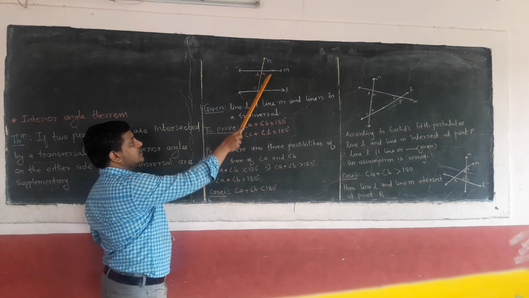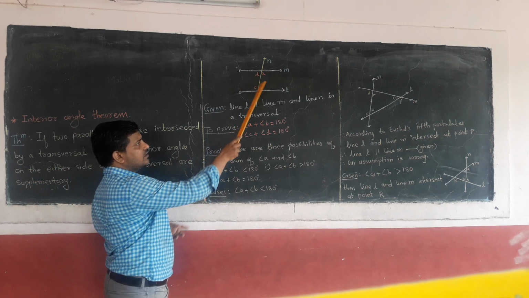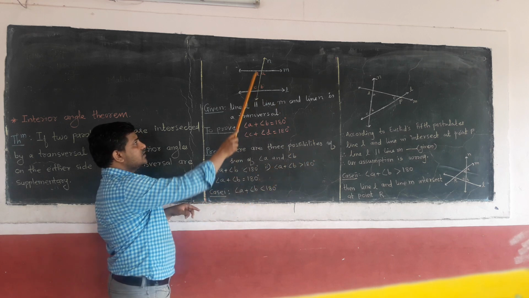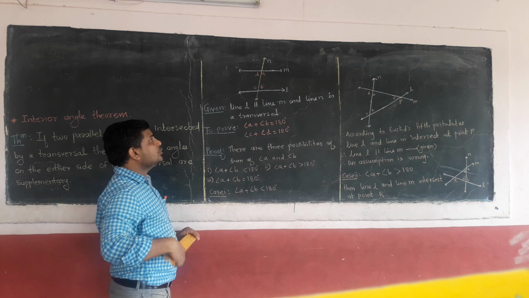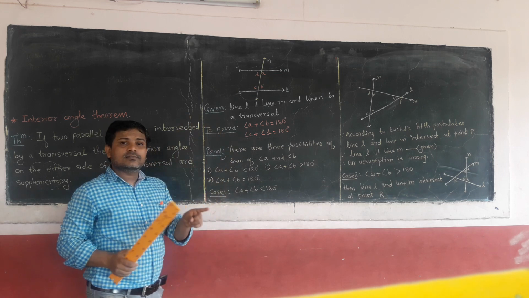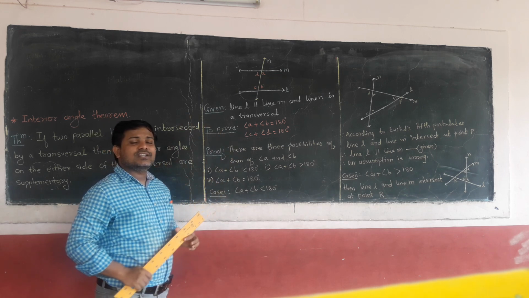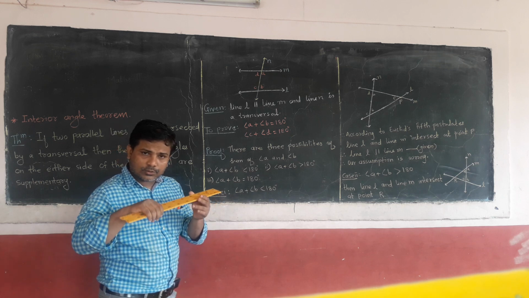Interior angles on either side: A and B are a pair of interior angles, and C and D are another pair of interior angles. We are going to prove that these angles are supplementary, means their addition is 180 degrees. This is what we are going to prove here.